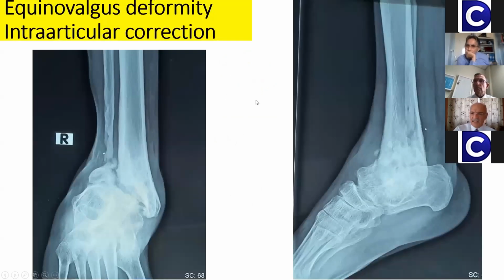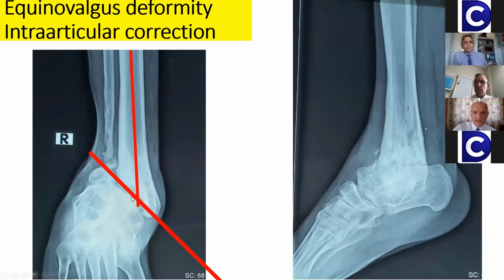And this is a simple example. If you have an equino-valgus deformity of the ankle, you see, in this young man, and severe arthritic changes, you can do an intra-articular correction. This is the distal tibia. This is the axis of the tibia. And you see again the foot and the equinus deformity of severe varus and severe equinus deformity.